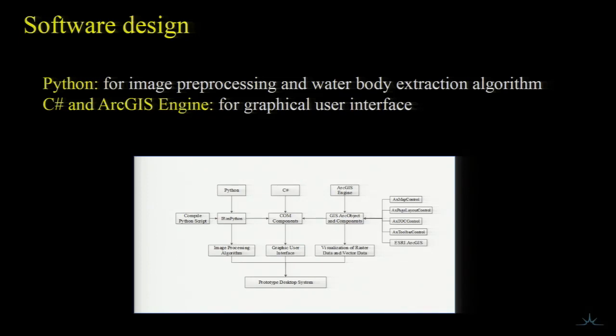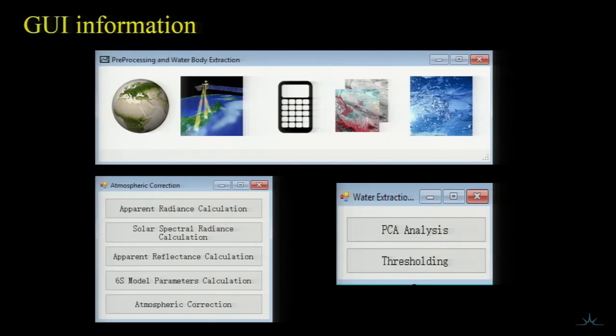So basically, I write all the algorithms in Python. Then I compile the algorithms into different modules, and then use C# to design the GUI, and use ArcGIS Engine to help design the GUI, and then run the desktop. So here are some screenshots of this software. This software has 5 components.